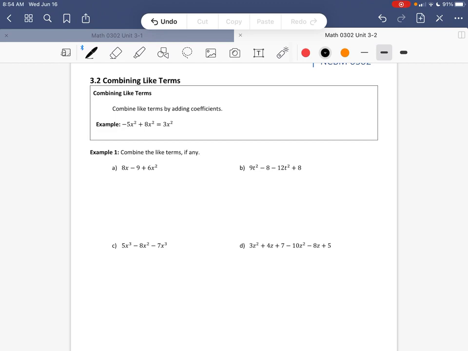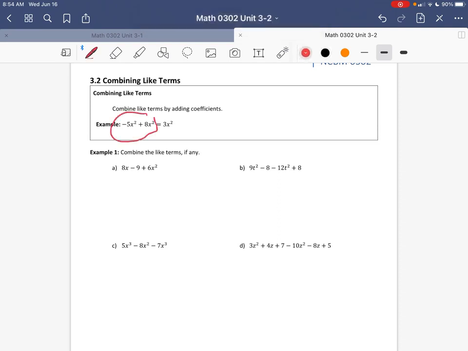Over here we'll have to be careful with the example. This is not an expression, it's an equation. So just for the purposes of this video, we're only going to consider the part of the equation that's on the left-hand side, and the left-hand side of the equation will be its own expression. So combine the like terms by adding the coefficients.